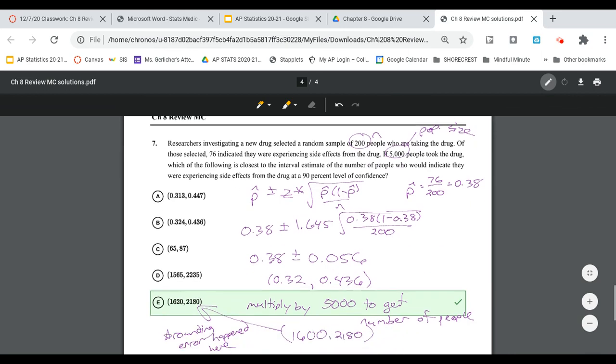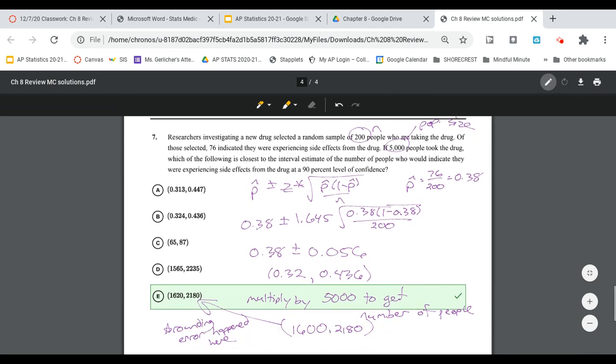Number 7. Oh, another plug and chug. You need to have the right equation and plug in the right numbers. And this, again, was tricky because they wanted to know the interval estimate of the number of people, not the proportion, the number. So you did have to do all your calculations to get proportion. And again, because they're mean, they included that as a possibility. But you had to read the question carefully.